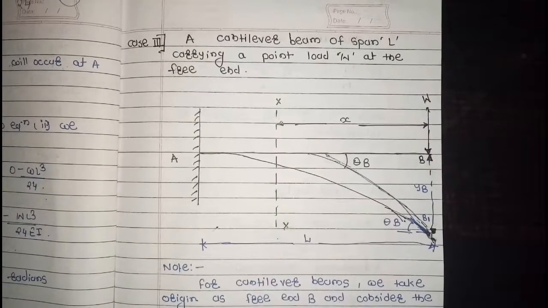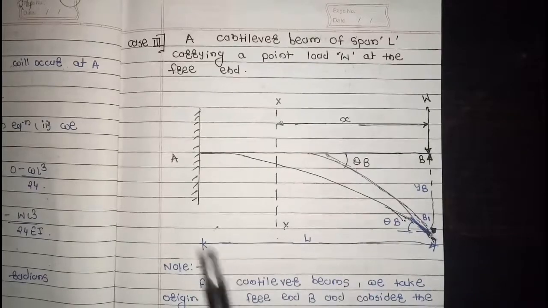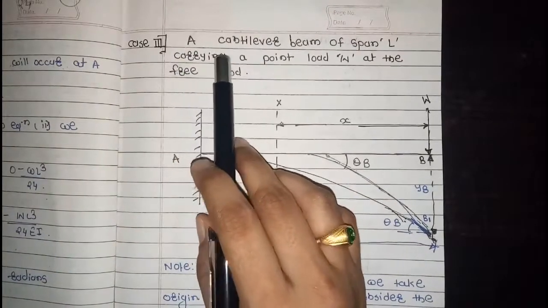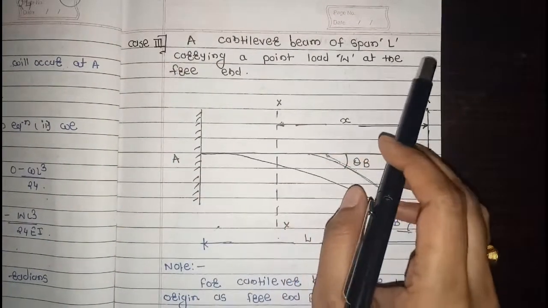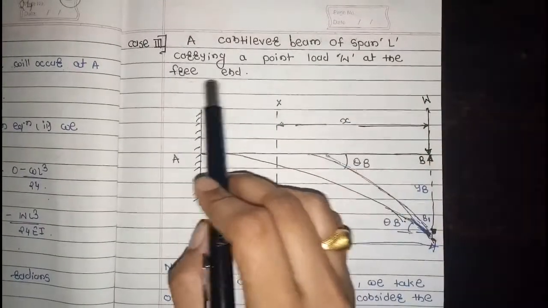Hello everyone. Today we will see slope deflection of case number 3: a cantilever beam of span L carrying a point load W at the free end.